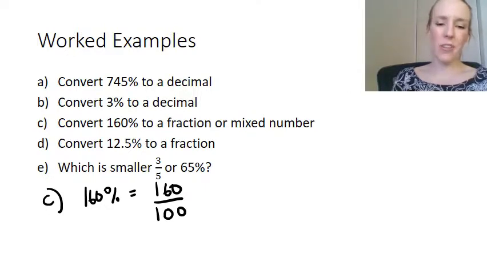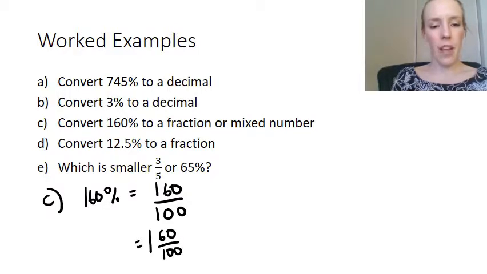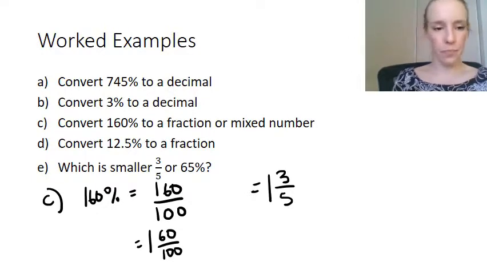How many hundreds are in 160? Well, there's 1 with 60 left over, so it's 60 over 100. We're going to have to simplify that. I've run out of space, so I'll just move it up over here. And we can divide by 20, so that'll be 3 over 5, so 1 3/5.